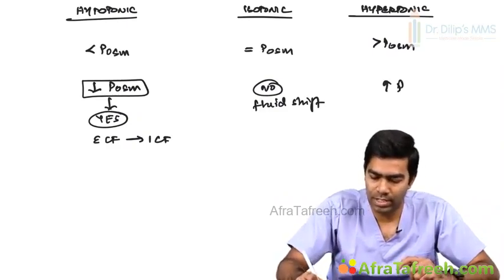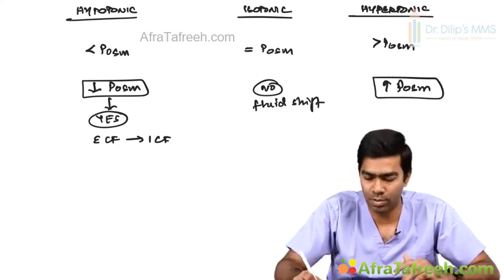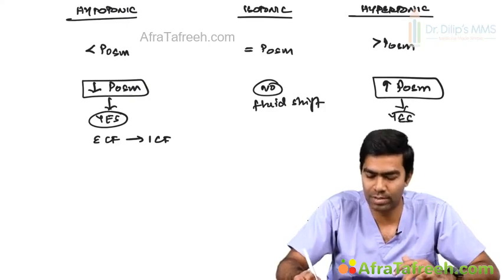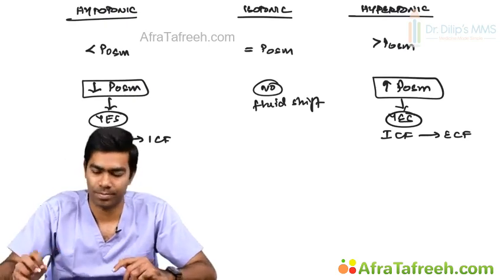Hypertonic solutions will increase the plasma osmolarity, obviously, because they are hypertonic to that of the plasma. So obviously there will be a fluid shift. Yes, because they are increasing the ECF osmolarity, they will cause a fluid shift from ICF to ECF. The ICF will shrink here.